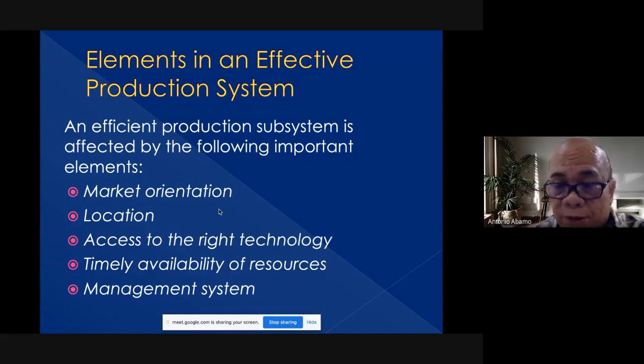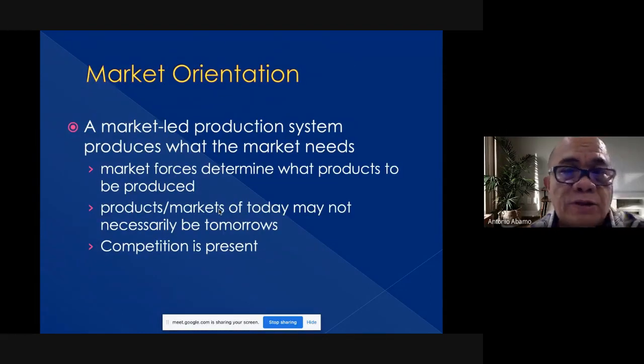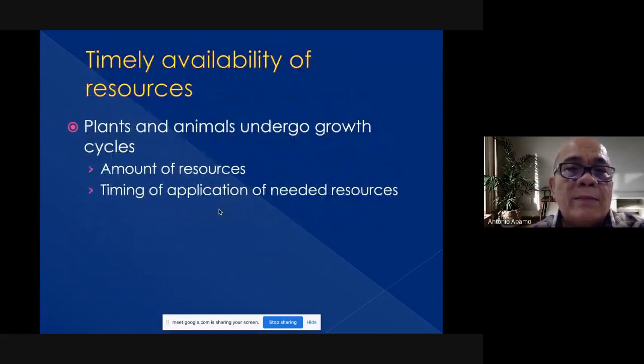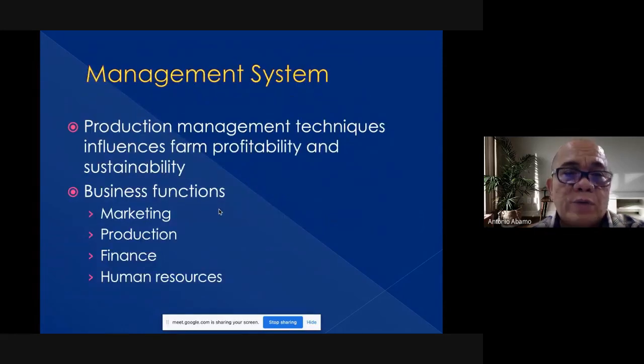So these are the elements of an effective production subsystem. As I repeat: market orientation, location, access to the right technology, timely availability of resources, and of course, as we have said, a management system. If I may emphasize further on the management system, when we say management, in other words, you organize your farm in a way that matches the key areas of operation of a business. Now, what are the key areas of operation in a business? You have marketing, production, finance, and human resource, okay? So you cannot just say you're managing something but you're not including the market. You're not including finance, okay?